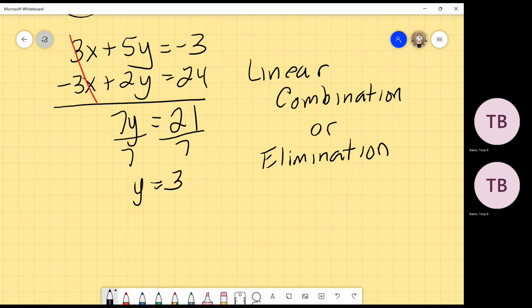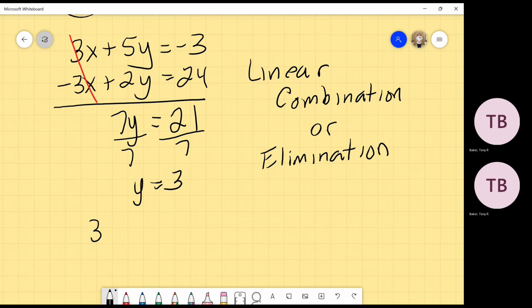Linear combinations typically are easy at the beginning, but now I don't have an equation that's solved for a letter just to plug my number back in. So we have to do a little more calculation in this step to find my second one. It doesn't matter which one you pick. We can choose either one we want. So let's take the first one because there's really no negative signs in it.